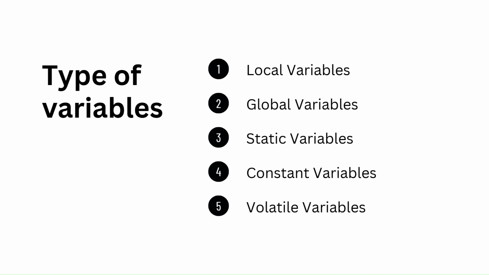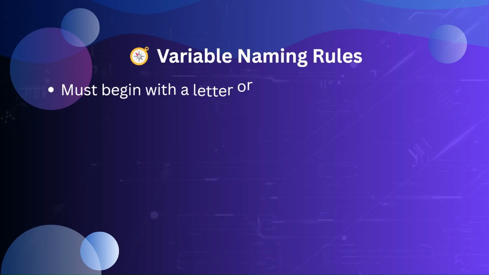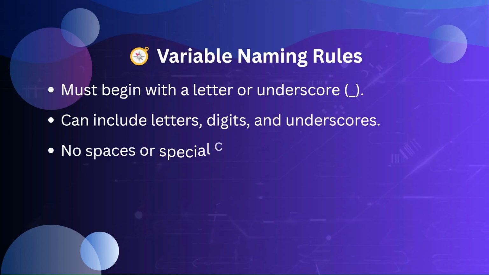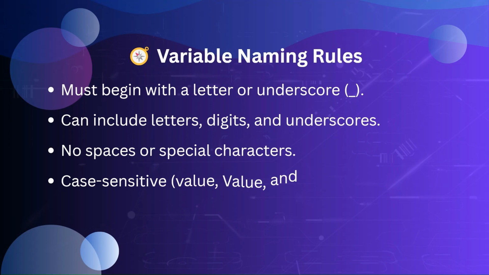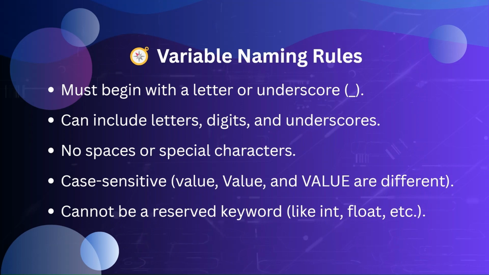We saw the variable types. Let's see the variable naming rules. There are some rules to choose the name for variables. First rule: the variable name must begin with a letter or underscore, not by any number or dash or point or comma. It can include letters, digits, and underscore. No space or special characters are allowed in variable names. Special characters means at sign, hash, forward slash, backward slash, etc.